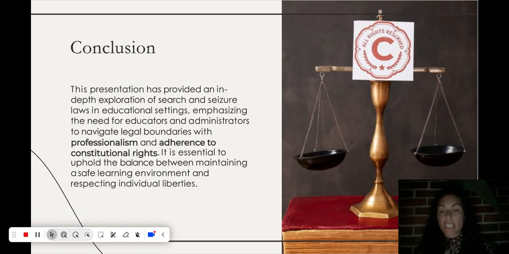This presentation has given you an in-depth exploration of search and seizure laws in the educational setting. It is so important for educators and administrators to navigate these legal boundaries with professionalism and adherence to the constitutional rights of teachers and the students. It is essential to uphold the balance between maintaining a safe learning environment and respecting individual liberties.